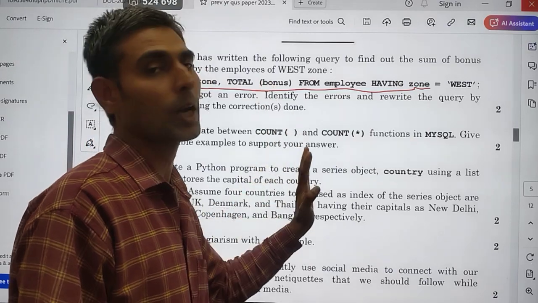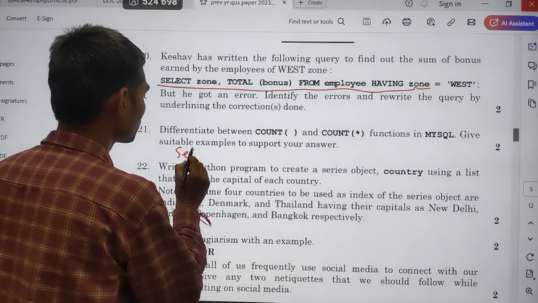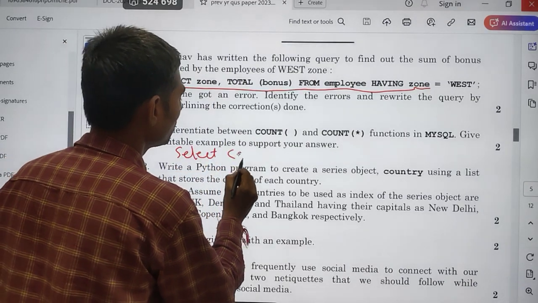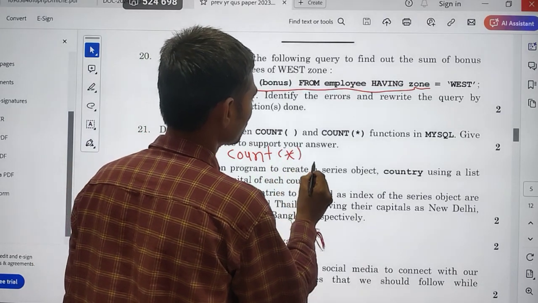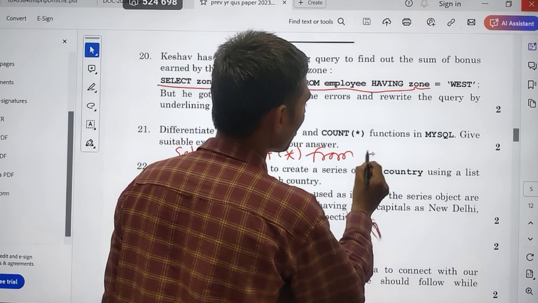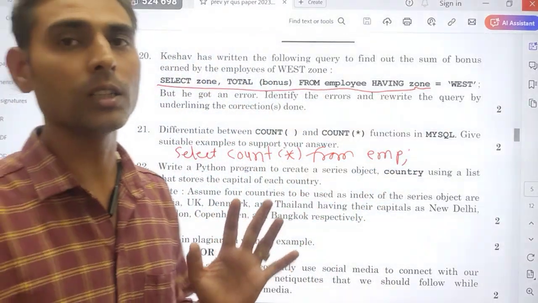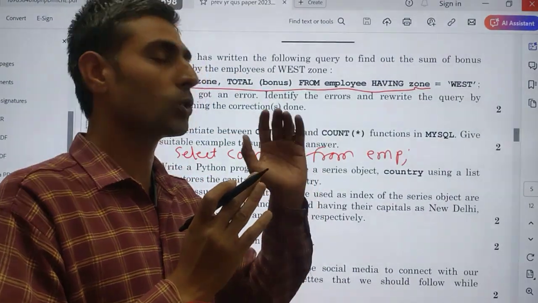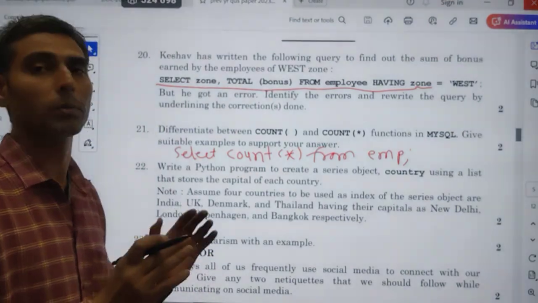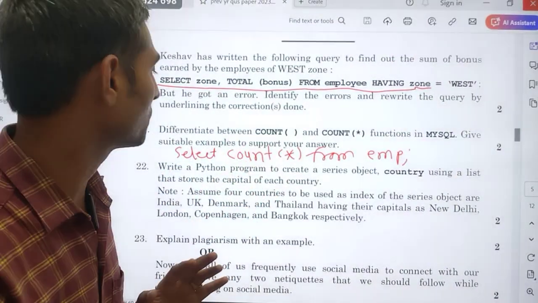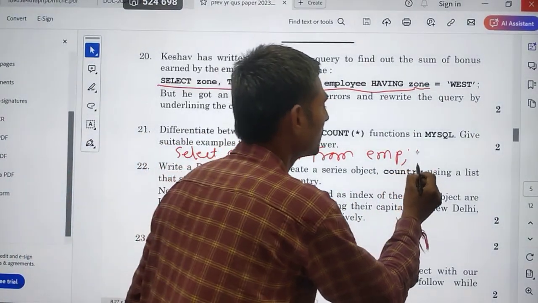Suppose I write select count asterisk from EMP. It will count the total number of rows across all the columns. So if there are 17 rows, it will give me the output 17.